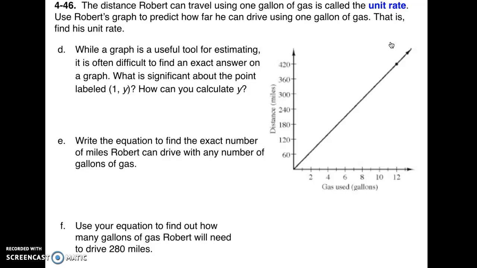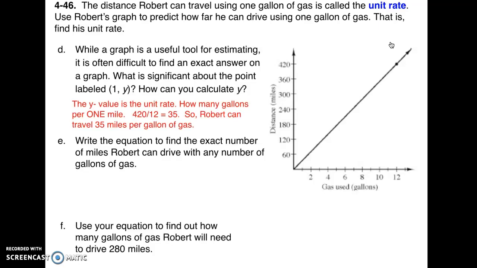However, if you look at the line graph, you will see a point. And the point is at 12, 420, which means when Robert has 12 gallons of gas, he can travel 420 miles. We can use that information to figure out how many miles he can travel on 1 gallon of gas. So if he can get 420 miles out of 12 gallons, what can he get out of 1? So we set it up as 420 divided by 12, and you get 35. That means that Robert can travel 35 miles on a gallon of gas.